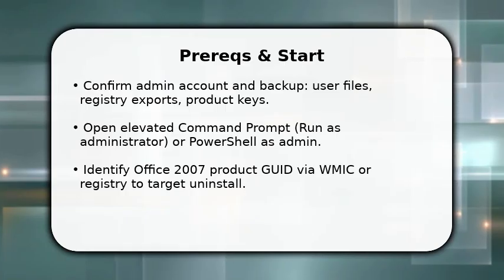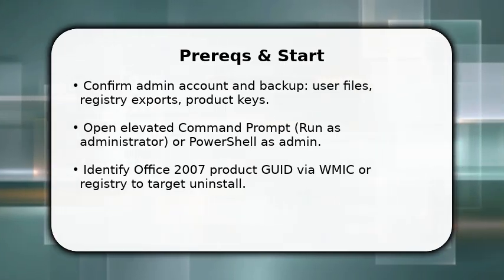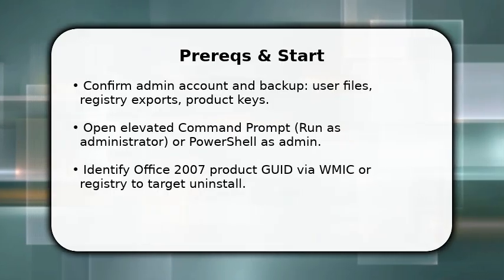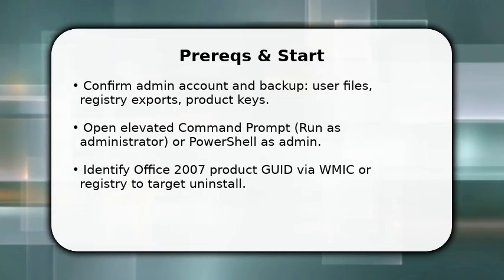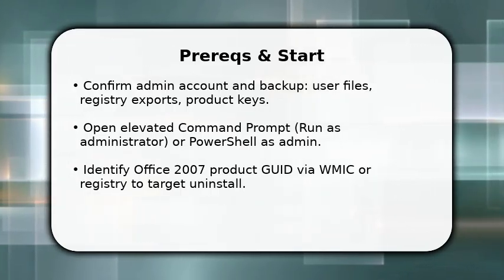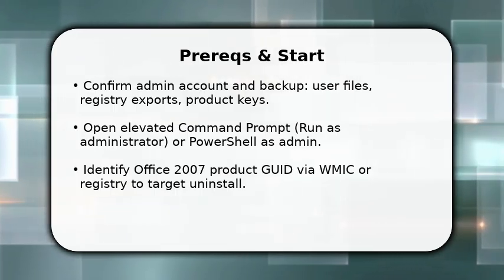You start by making sure you have an administrator account and a backup of any documents and the Office product key. This prevents data loss. Once ready, open Command Prompt as Administrator, right-click and choose Run as Administrator, because uninstalling requires elevated privileges.